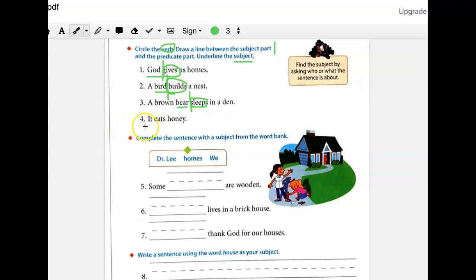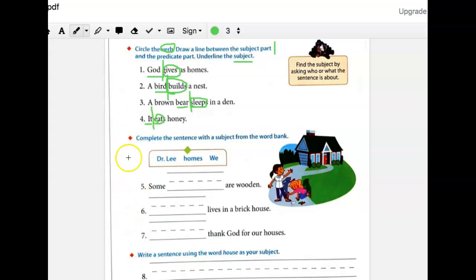Number 4, it eats honey. What is the verb in this sentence? The verb is eats. That means we draw the line in between the words it and eats. Then what is the subject in this sentence? Well, we only have one word that represents the subject part as well as the subject. It.